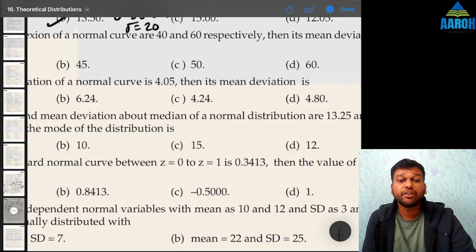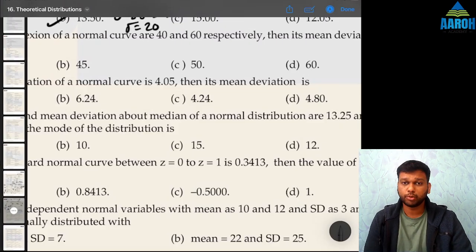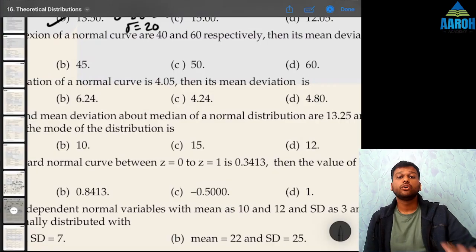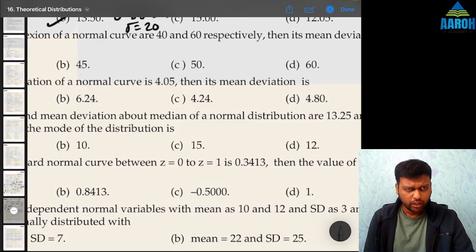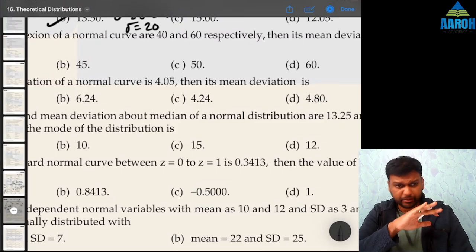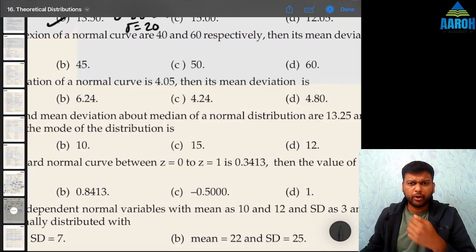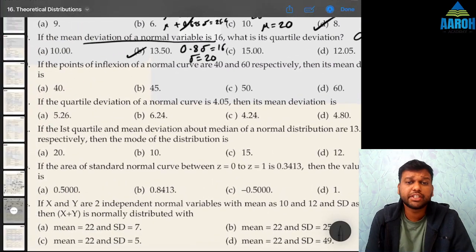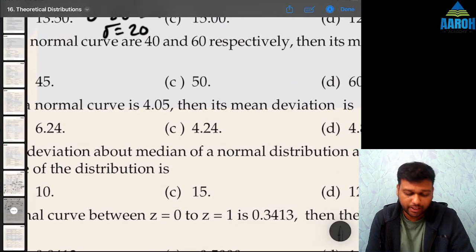Now, points of inflection means what? Points at which the normal distribution curve changes its curvature. That is, it becomes convex from concave or concave from convex. Okay, so points of inflection are what? Points where curvature changes, that is mu plus sigma and mu minus sigma.